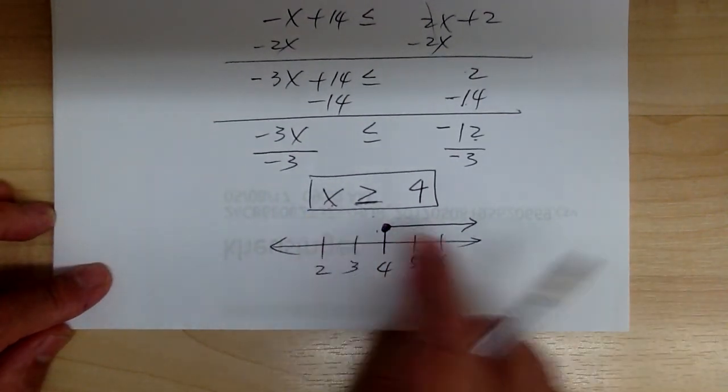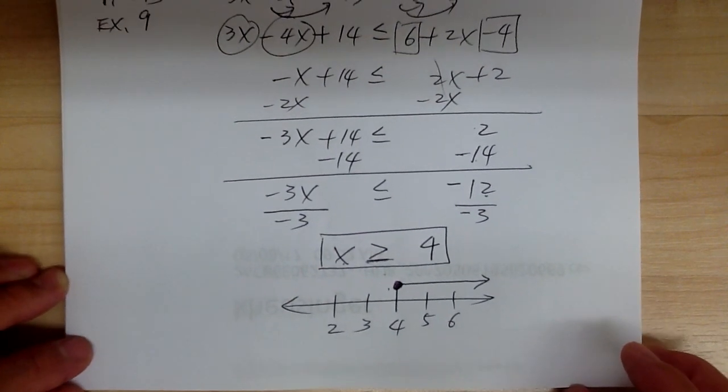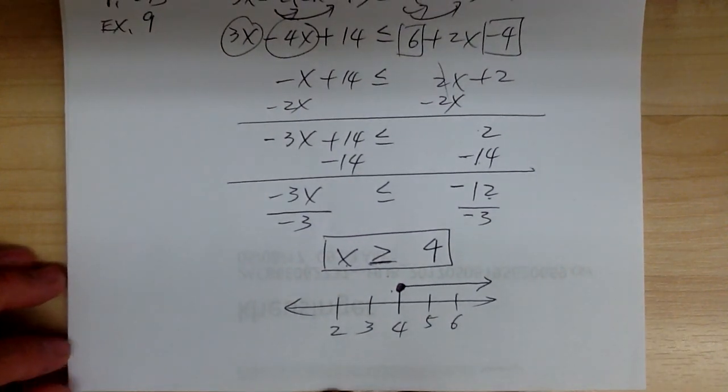So again, try to have the variable on the left-hand side. It's less confusing and easier to do, so you kind of avoid the careless mistakes.